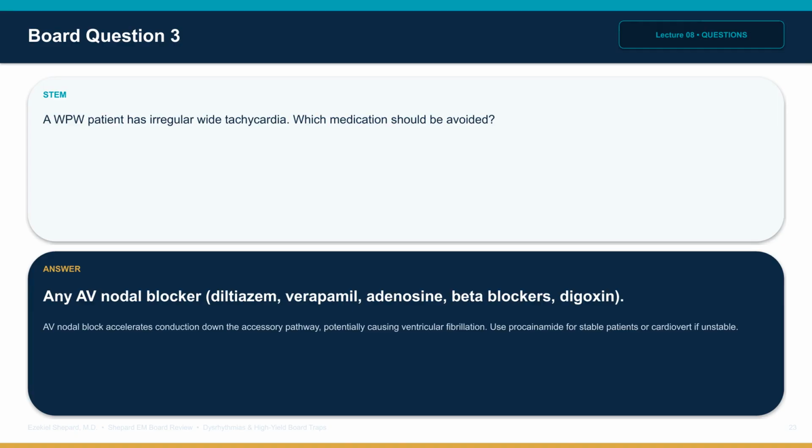Question 3. A patient has irregular wide tachycardia in known WPW. Which medication should be avoided? The answer, any AV nodal blocker, Cardizem, verapamil, adenosine, beta blockers, and digoxin. The trap is reflex Cardizem, which can accelerate conduction down the accessory pathway and cause ventricular fibrillation.